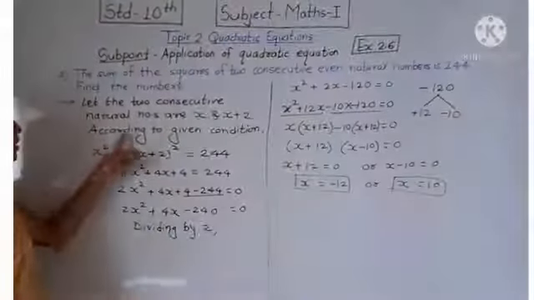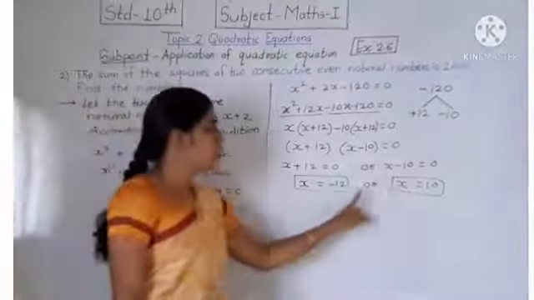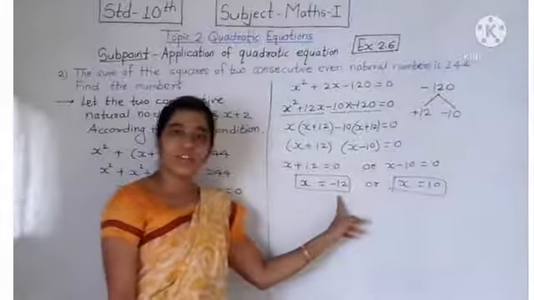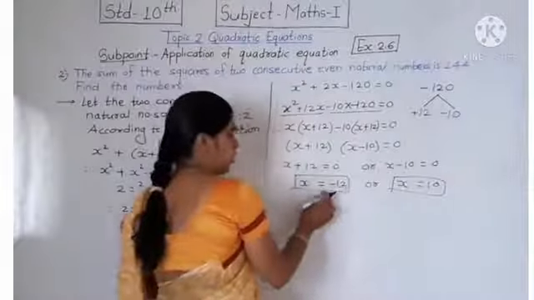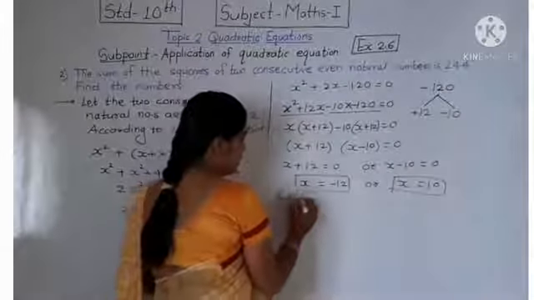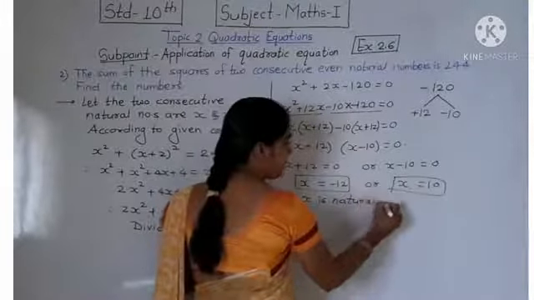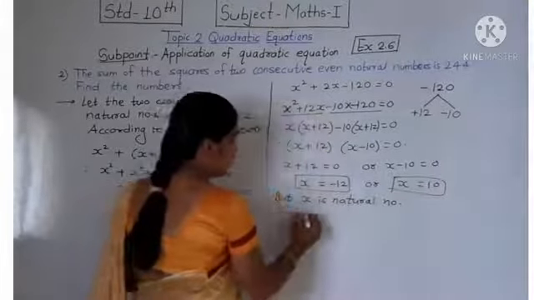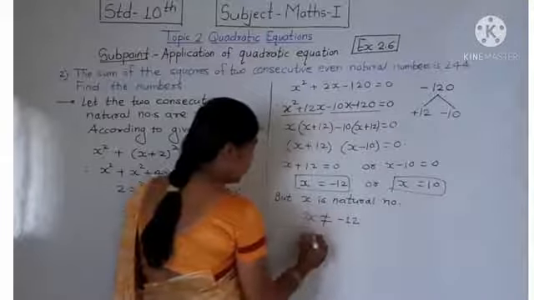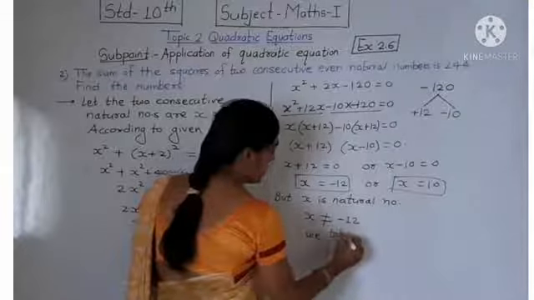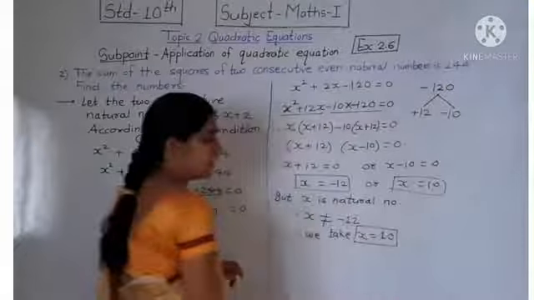But what is x? We had supposed that x is a natural number. So is minus 12 a natural number? No. 10 is a natural number. So we take the value of x as 10, not this. x is a natural number. Therefore, x is not equal to minus 12. Therefore, we take x is equal to 10. We take the value of x as 10.